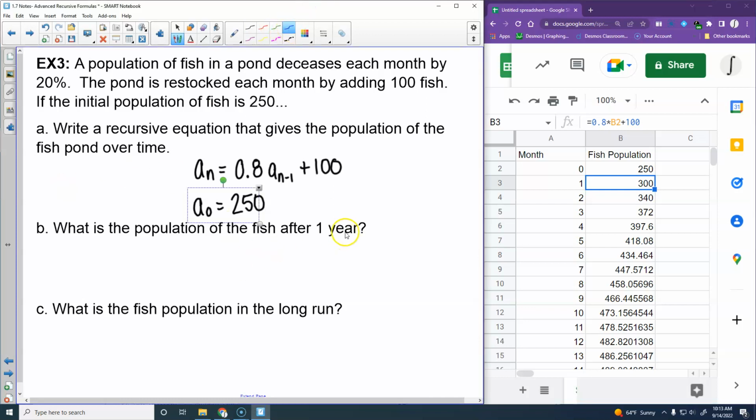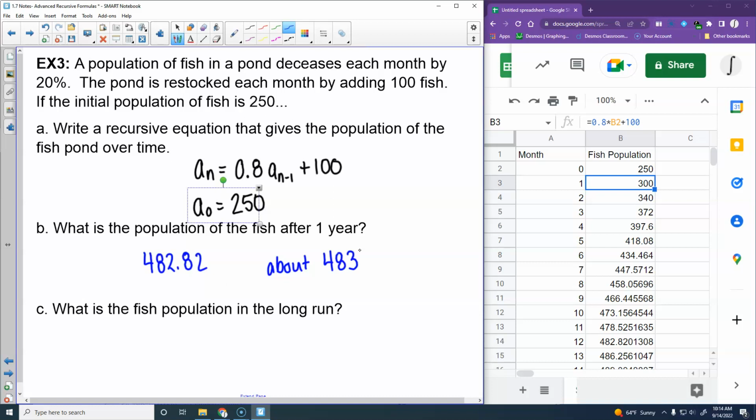All right, so 1 year is 12 months. We are getting 482.82. Does it make sense to have 0.82 of a fish? No, so we would say about 483 fish. All right, so after a year, you would have about 483 fish in this pond.